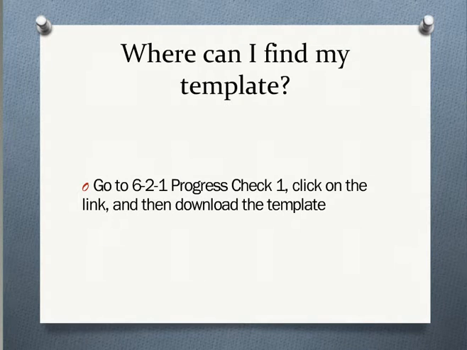So first, where can you find your template? Go to 621, so what would normally be Module 6, but Theme 3, Week 6. 621, Progress Check 1. Click on the link, and then you can download the template. And you can literally just write it right in there like we did with the topic exploration worksheet and the secondary source analysis. Use the document we give you because that will help you make sure you've completed each section, and that will help us know that you've completed each section.